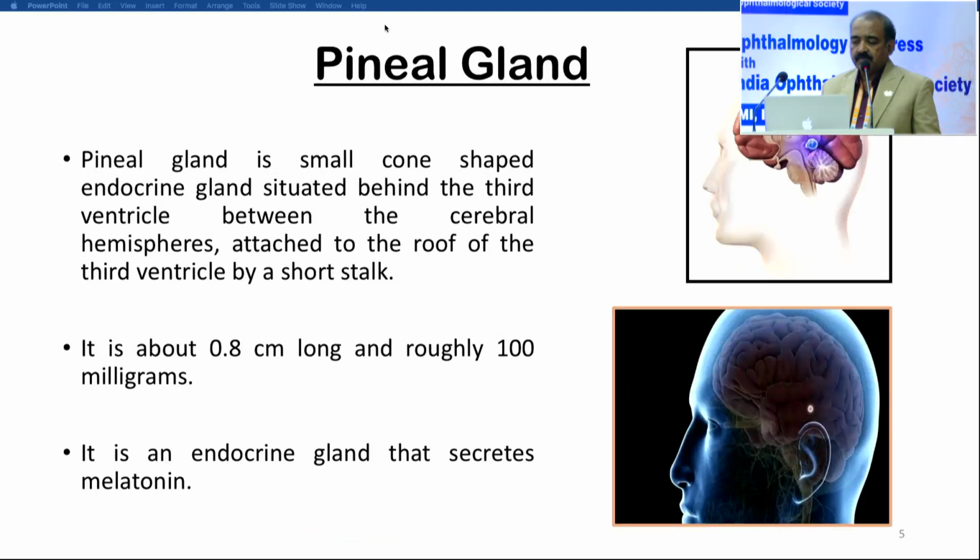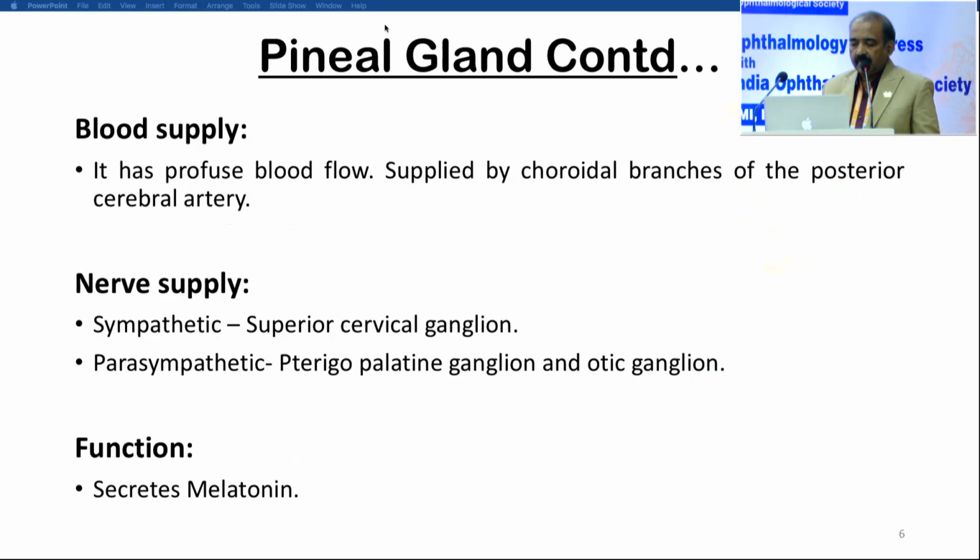The pineal gland is a small, cone-shaped endocrine gland situated behind the third ventricle between the cerebral hemispheres. It is about 0.8 centimeters long and roughly 100 milligrams in weight. It is supplied by the choroidal branch of the posterior cerebral artery. It has a nerve supply that is sympathetic from the superior cervical ganglion and parasympathetic from the pterygopalatine ganglion and otic ganglion. Its main function is secretion of melatonin.